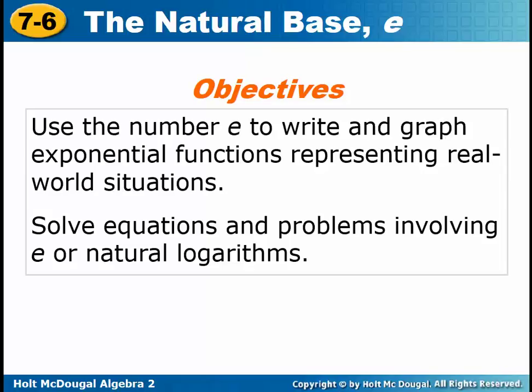Hello, this is Ms. DB, and today we are going to continue in Chapter 7 with Section 6 on the natural base e. Our objectives are to use the number e to write and graph exponential functions representing real-world situations, and of course to solve equations and problems involving e or natural logarithms.